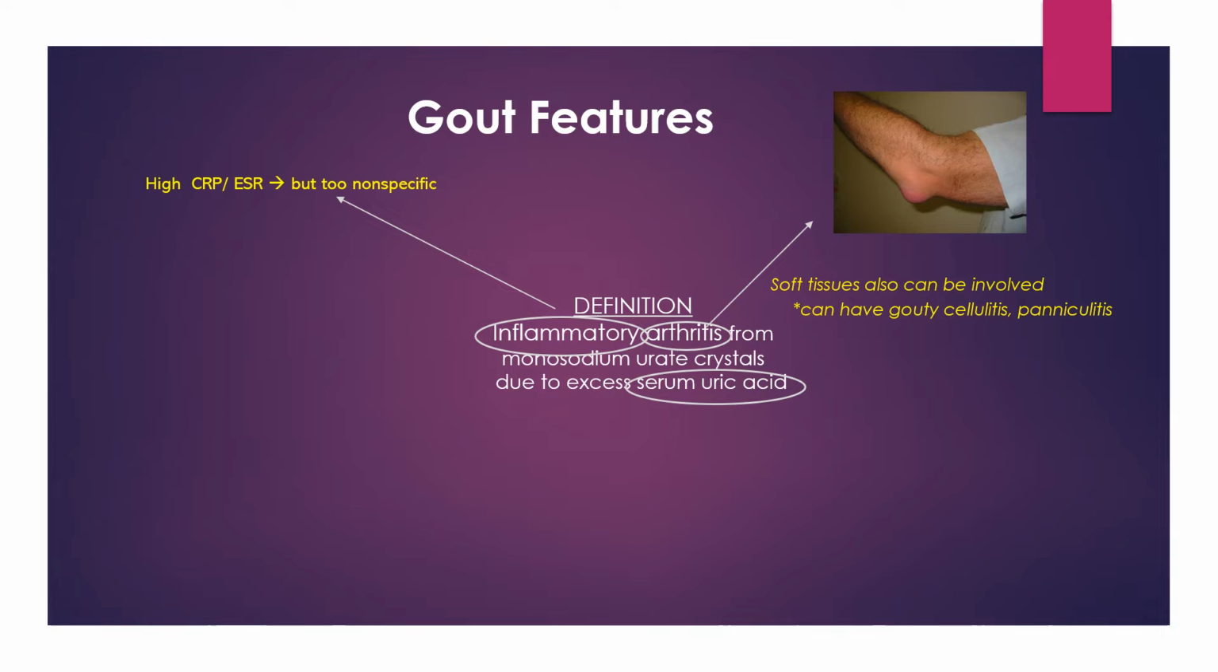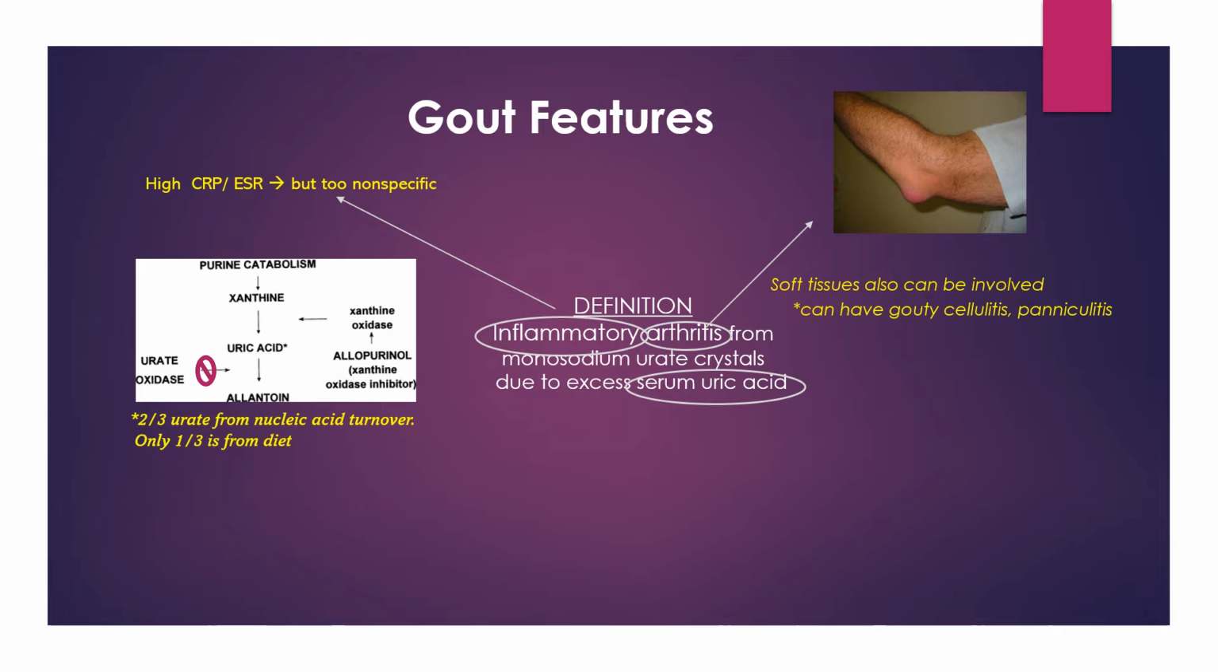Now, this is due to excess serum uric acid, right, as gout. But what does that mean? Well, let's review a little bit of where uric acid comes from, or urates. So we see purine catabolism, meaning breakdown of the purines, which is part of our nucleic acids, our DNA. And so 2/3 of our uric acid is actually from our nucleic acid turnover. Only 1/3 is from diet. So purines go to xanthine, xanthine goes to uric acid.